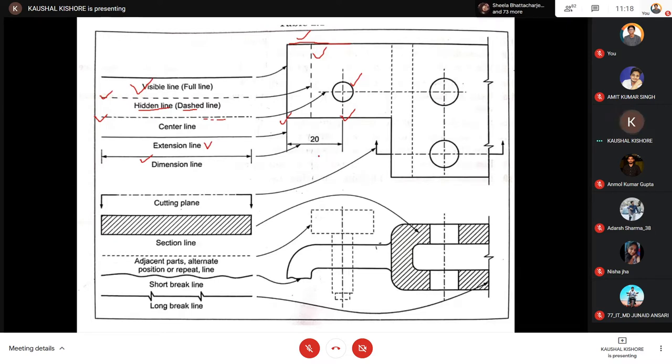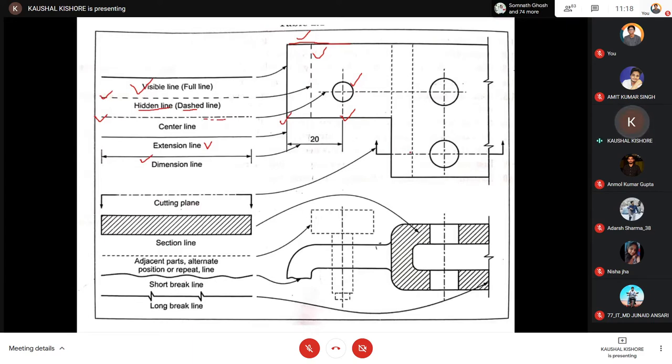Okay, so this line is called extension line. So extension line and dimension line both will be drawn with the help of a 2H pencil. Okay, so with the help of a 2H pencil, you can draw the continuous thin line, not thick line. Okay, similarly, you can see the cutting plane.